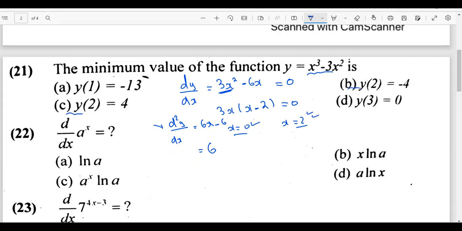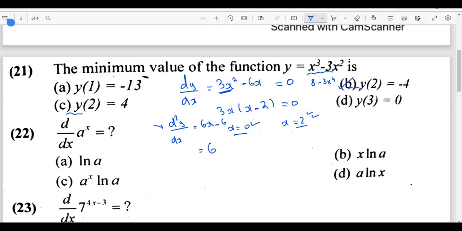Because x is 2, the exact value can be calculated by plugging in this 2 in the function. So just check that out. It would give us 8 minus 3 into 4, and that would be -4. So this is going to be the answer. B would be the answer.